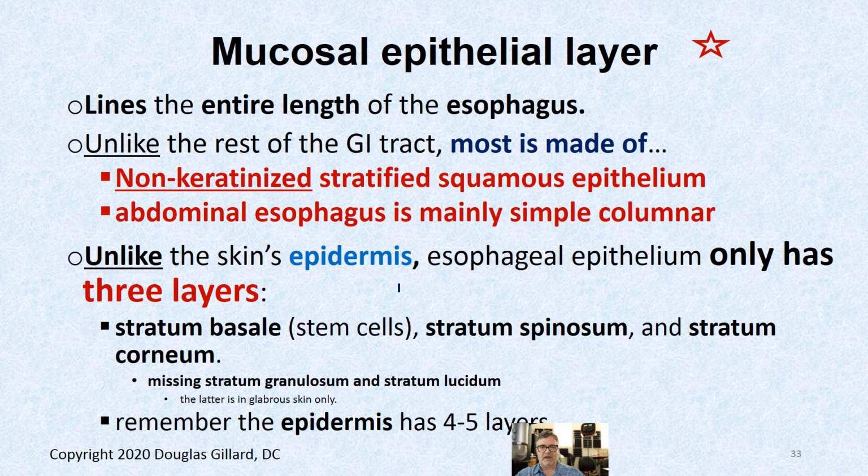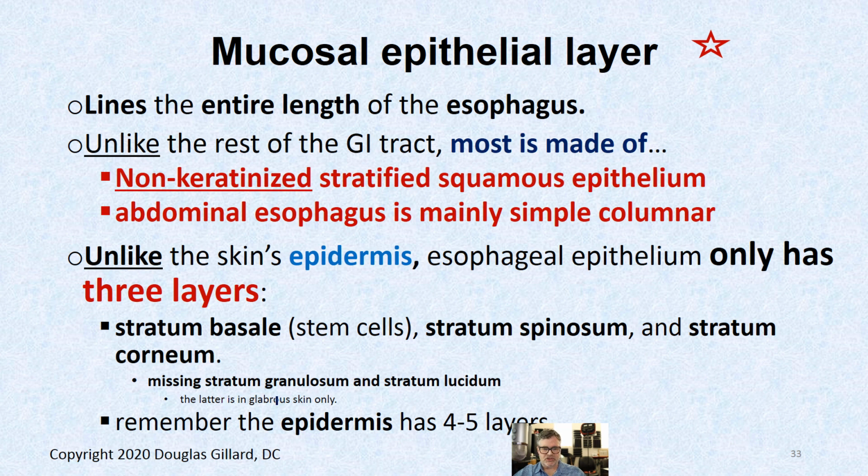Here's the weird thing, though. Unlike the skin, hirsute skin, right, you have only 3 layers. So you're missing the stratum granulosum. So it's not as thick as the skin is. The glabrous skin right here, that's even got 5 layers, right? That's got stratum lucidum. That's got an extra layer. This doesn't have stratum lucidum. And so 5 layers, 4 layers. Down the esophagus, 3 layers. They're all stratified squamous. Got it?